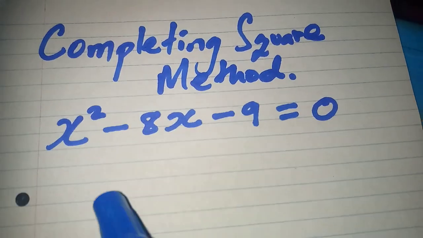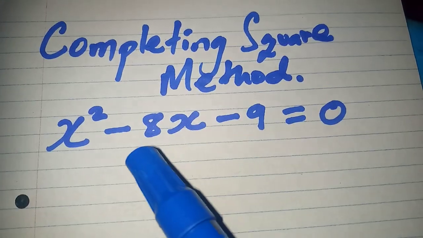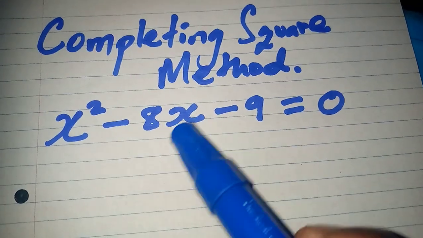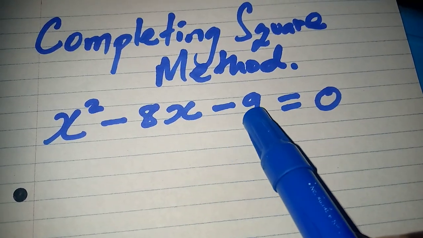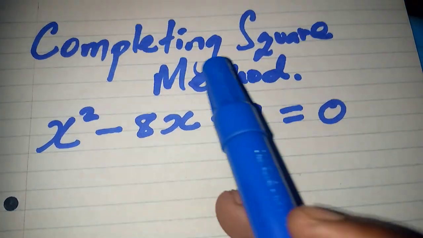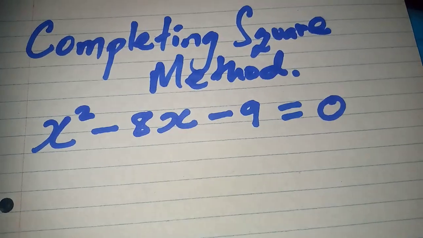So today we want to look at how to solve this quadratic equation, x squared minus 8x minus 9 equals 0, using the completing square method.